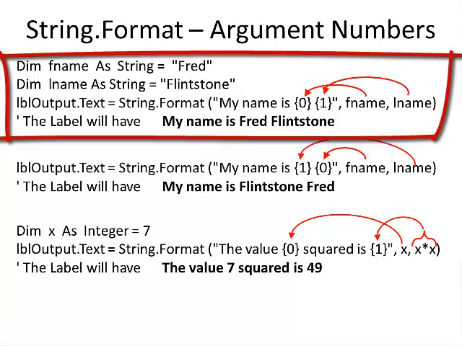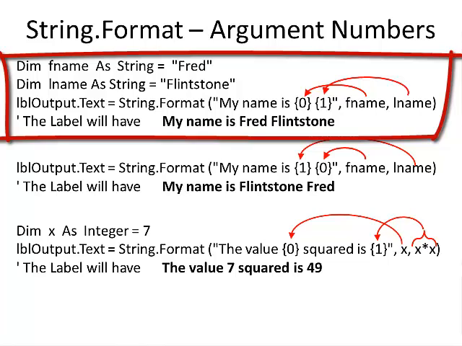Dim fName as string equals Fred. Dim lName as string equals Flintstone. So lblOutput.text equals string.format. Inside my control string, I have, quote, my name is, so everything there is going to be printed out exactly as it shows. Then here's my open curly brace, 0, close curly brace, space, open curly brace, 1, close curly brace, and then the end of my control string.